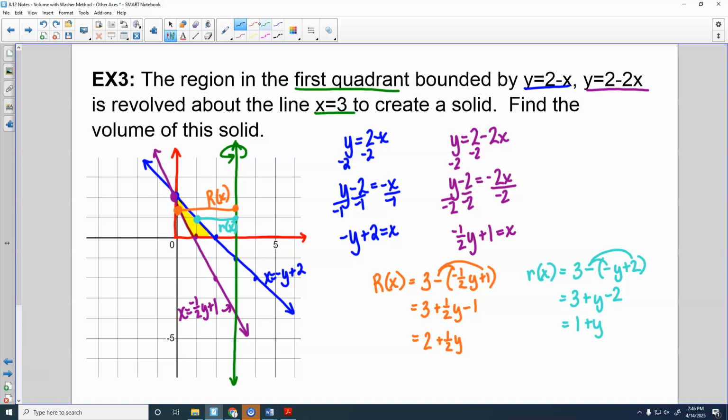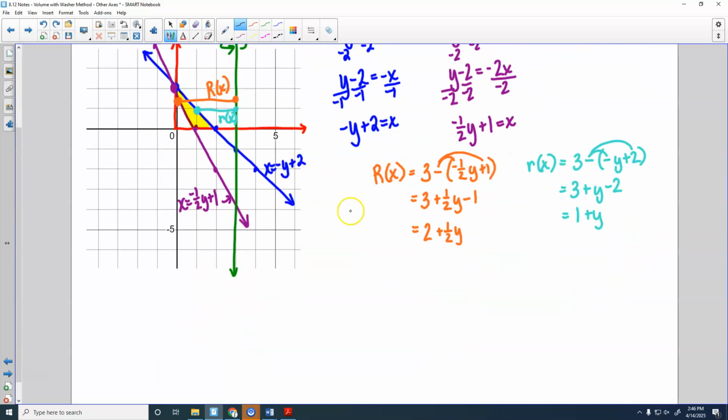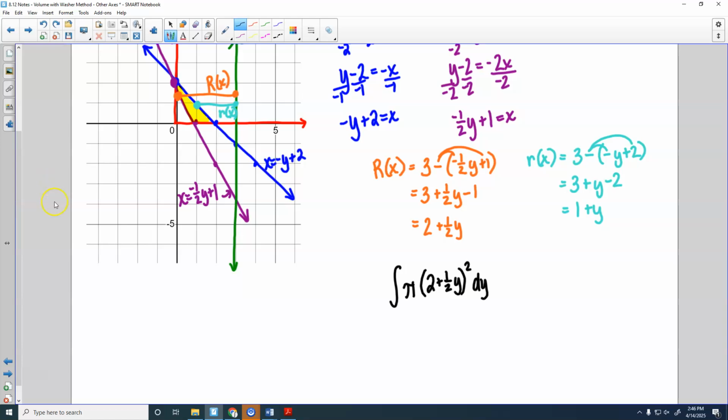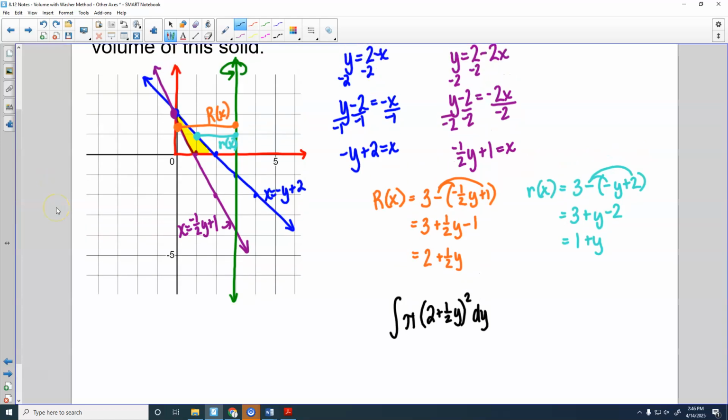Once you have capital R and lowercase r, you are ready to write your equation. So you can write it as separate intervals, or you can write them together. If you write them as separate intervals, you'll have pi times (2 plus 1/2 y squared). You will integrate that. It'll be in terms of y. What are the limits going to be? 0 to 2. You're looking on your y-axis right here. 0 is your lowest point of that region. 2 is your highest point of that region.